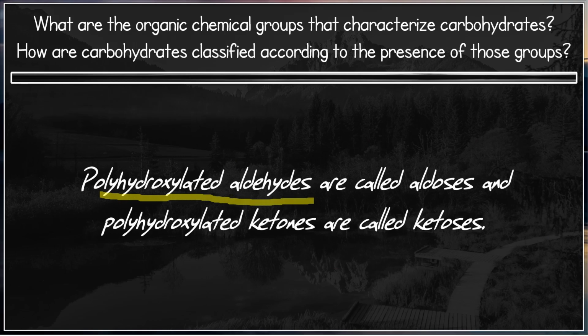Polyhydroxylated aldehydes are called aldoses, and polyhydroxylated ketones are called ketoses.